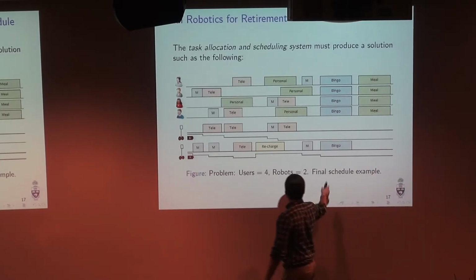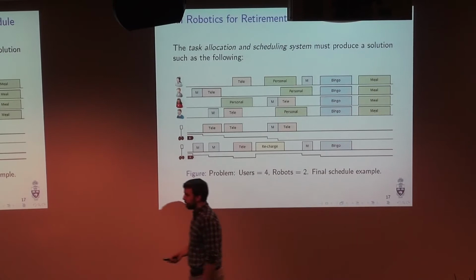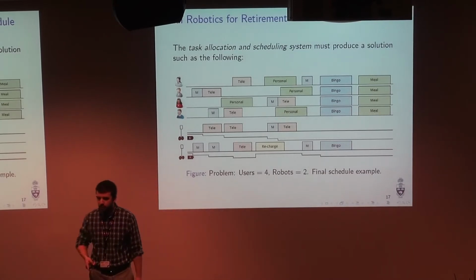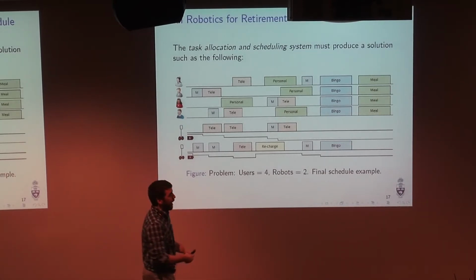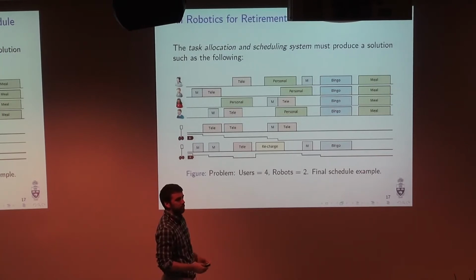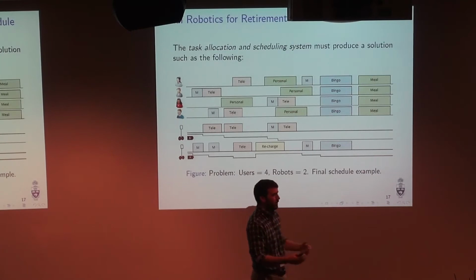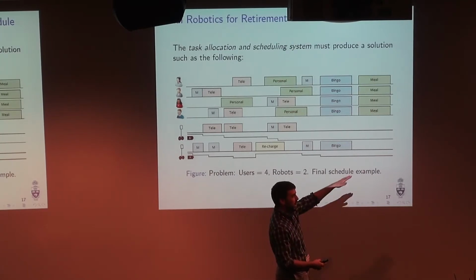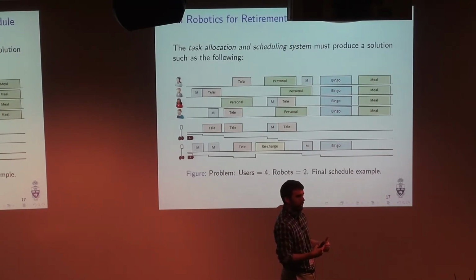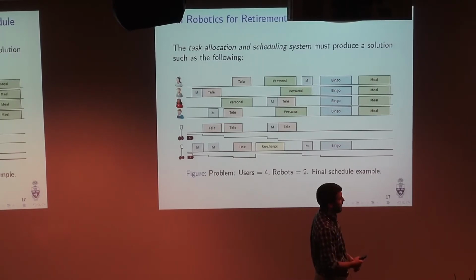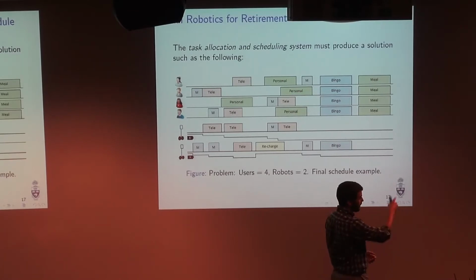Just to point out a few things. We still have our meal times and our personal times, but now we have a bingo game being hosted by one of the robots, and it happens that all of the users are participating in this game. That's not necessary, but since they're all participating, they all need to be reminded beforehand, so they all have that M task at some point before the bingo game. And then we have the telepresence tasks. Each user has to have a mandatory single telepresence task per day, just in the way we've modeled the problem, and you'll see that they all have that.